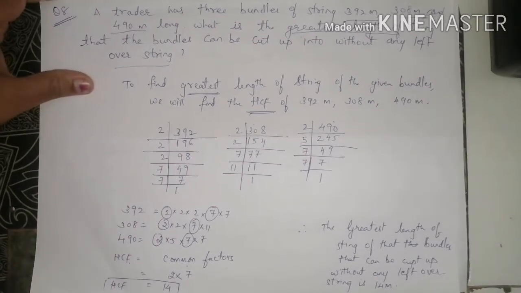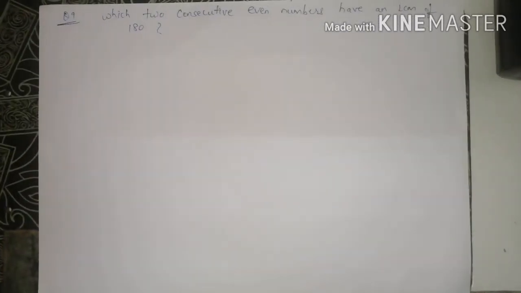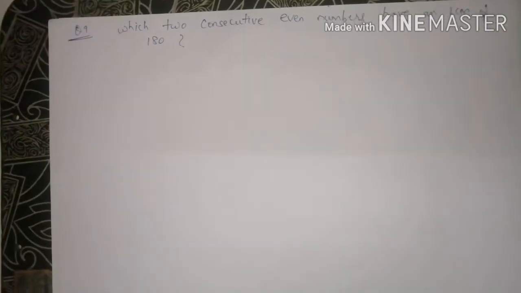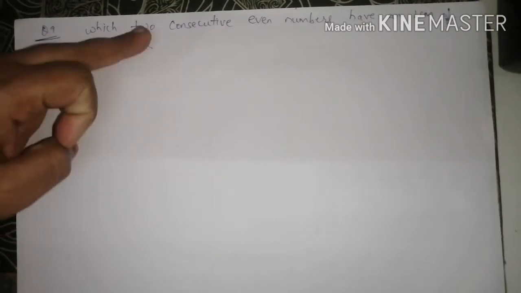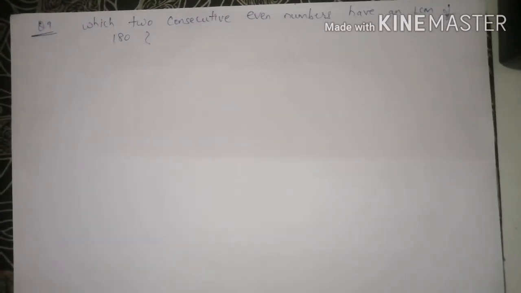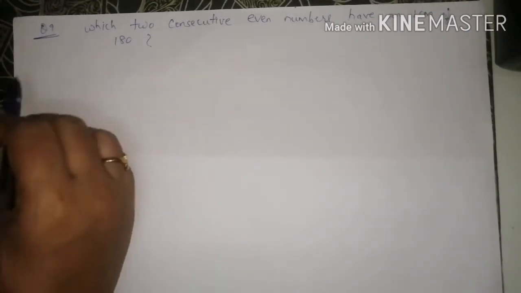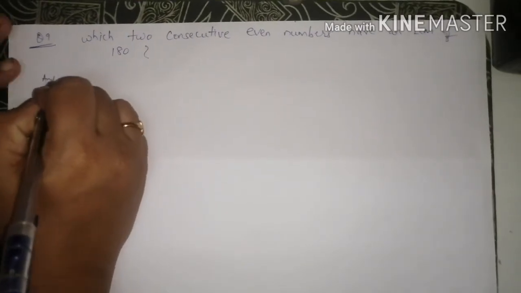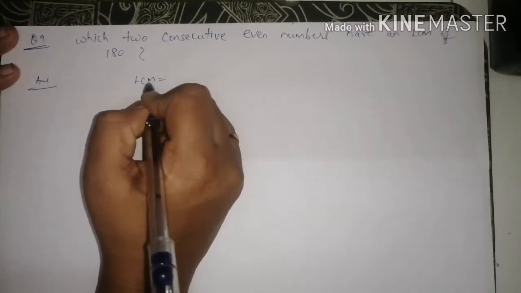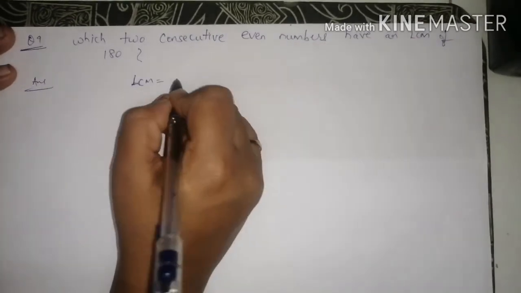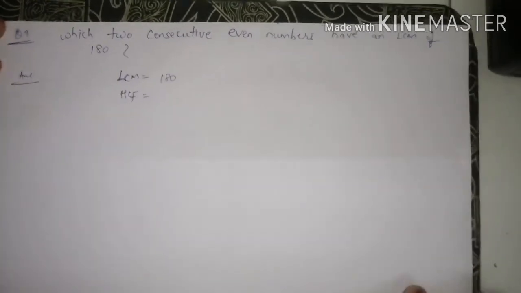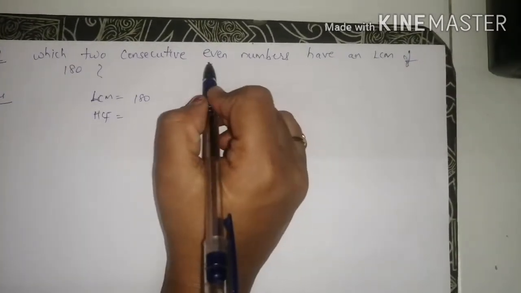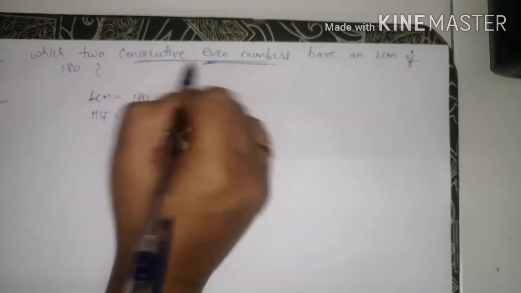One more last question is also there. Question number 9. Which two consecutive even numbers have an LCM of 180? Now here, children, LCM they have given us. How much is it? 180. Now what will be the HCF? HCF they have not given, but they are telling us they are consecutive even numbers.